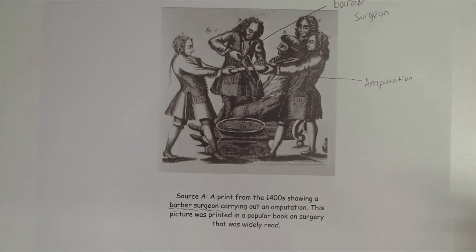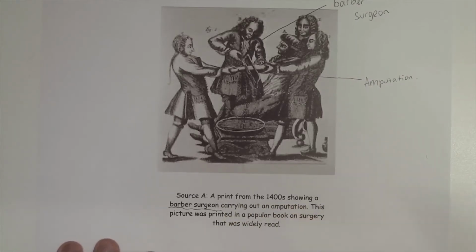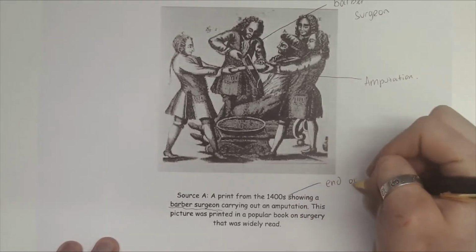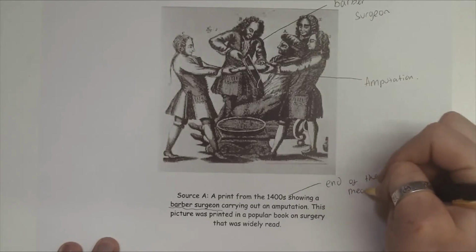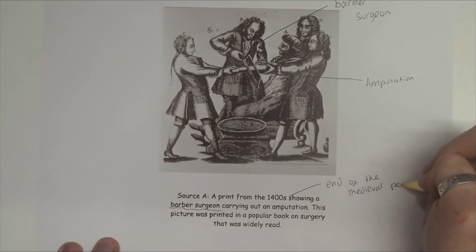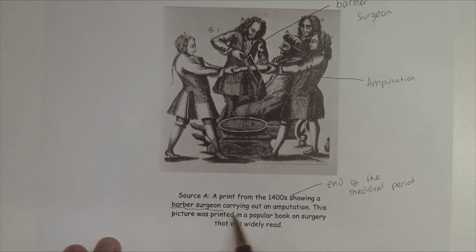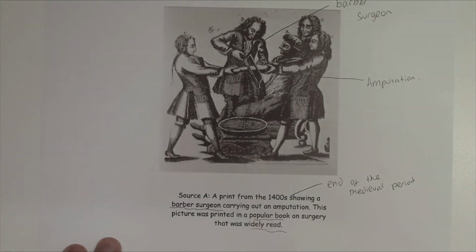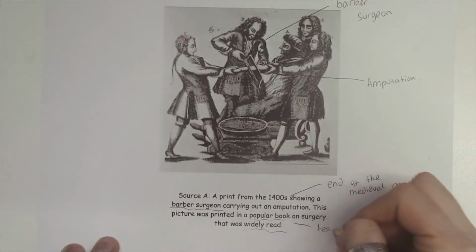So I'm now going to read this description more carefully. This is the provenance. This is where it's from. A print from the 1400s. So the 1400s we know is at the end of our medieval period. And it's showing a barber surgeon carrying out an amputation. This picture was printed in a popular book on surgery that was widely read. Now, it's a popular book that's widely read. Why is it popular? Maybe it's because it's teaching others about surgery.